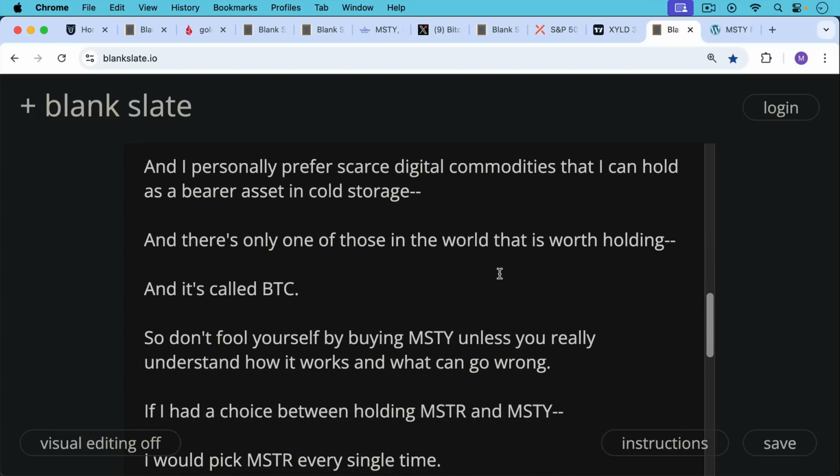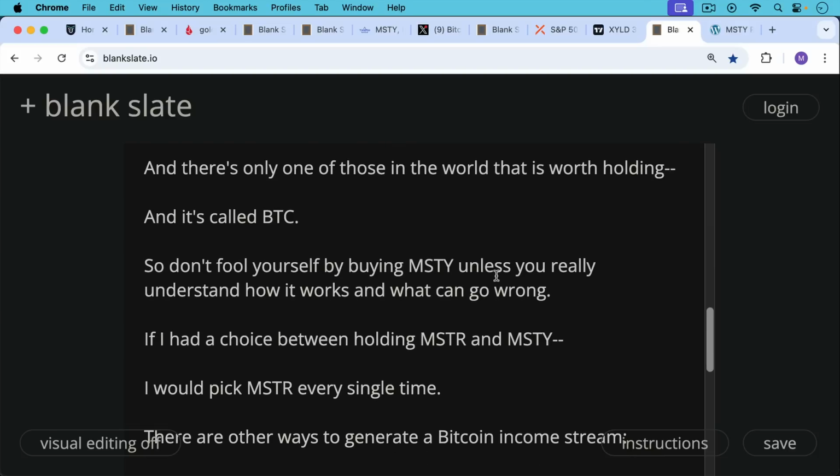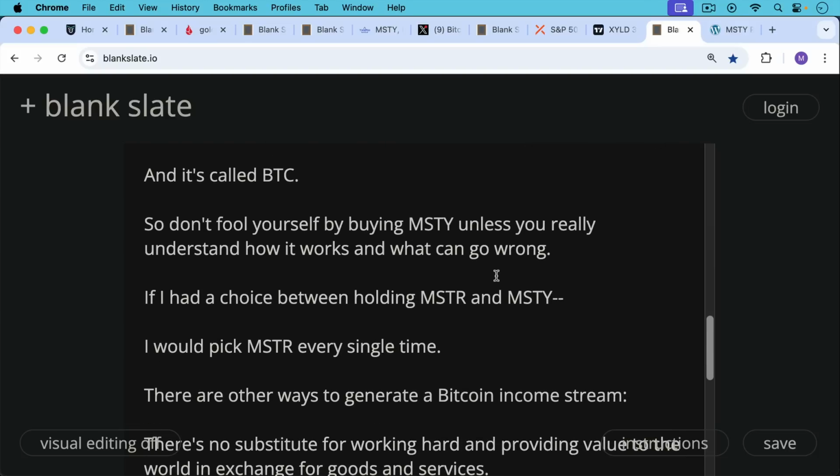So I would just say you're welcome to invest in whatever you want. You're welcome to call yourself a Bitcoin maxi if you like that label. Again, it's sort of a term of abuse that's been adopted, but you're welcome to do what you want. Just don't fool yourself by buying MSTY unless you really understand how it works and what can go wrong. It's a bit of a black box because it's actively managed. If I had a choice between holding MSTR and MSTY, I would pick MSTR every single time. Again, given the choice between MSTR and BTC, I would pick BTC every single time.